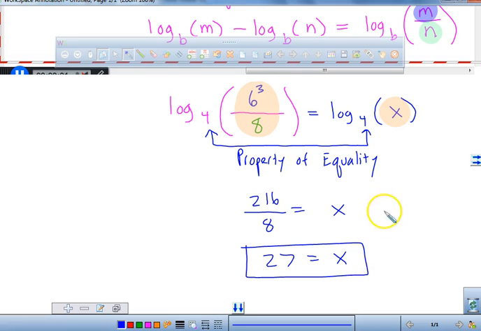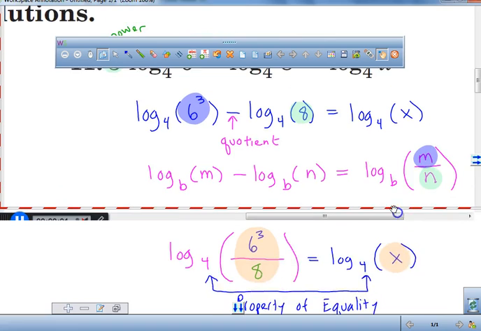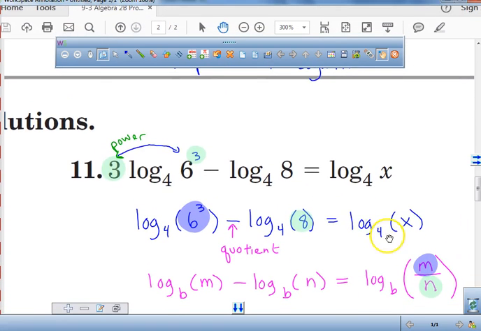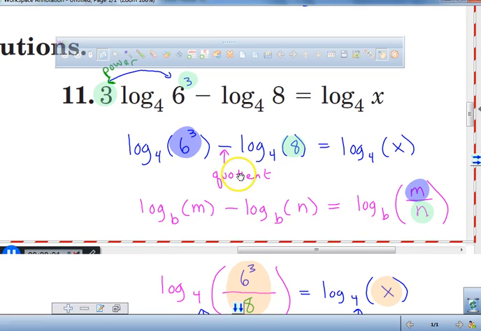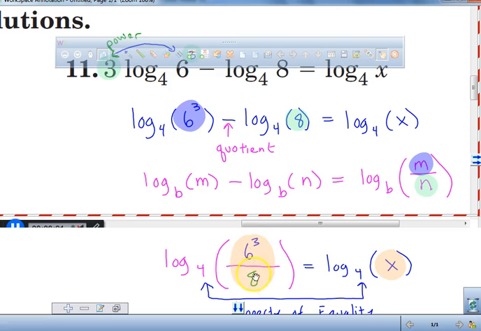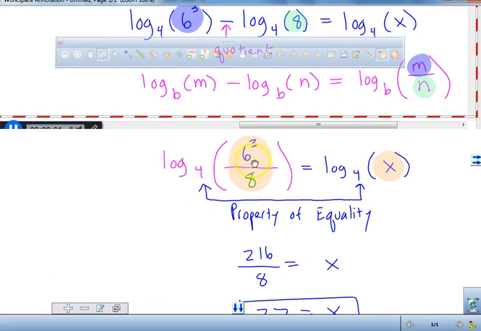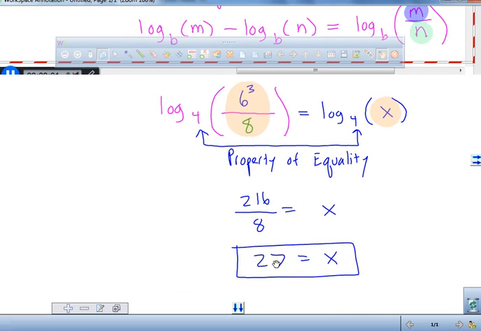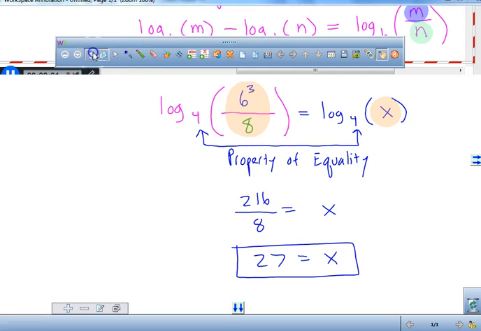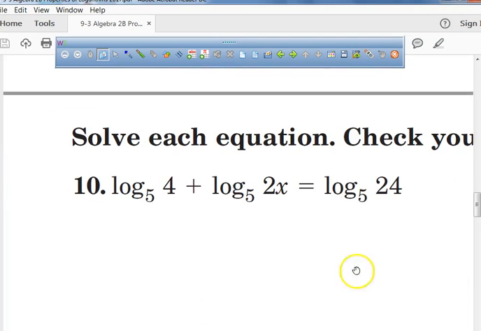So as you guys are writing this down, we're going to review what we did. First thing I did, took the 3, moved it up there. Made it 6 cubed. Then I used the quotient property. I put the 6 cubed divided by 8 right here. Then I evaluated 6 cubed divided by 8 and got the number 27, which is your final answer. Now, that's just one problem.